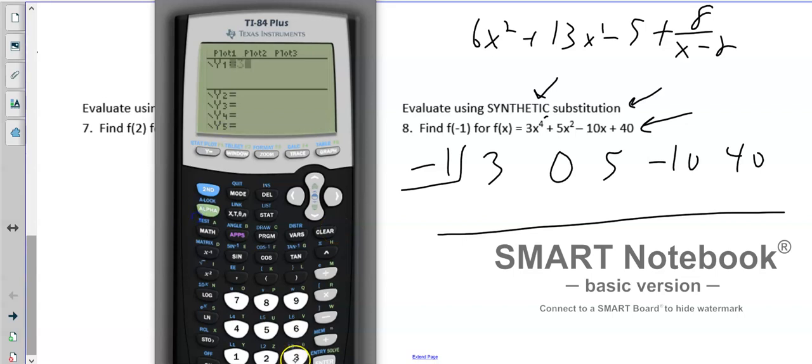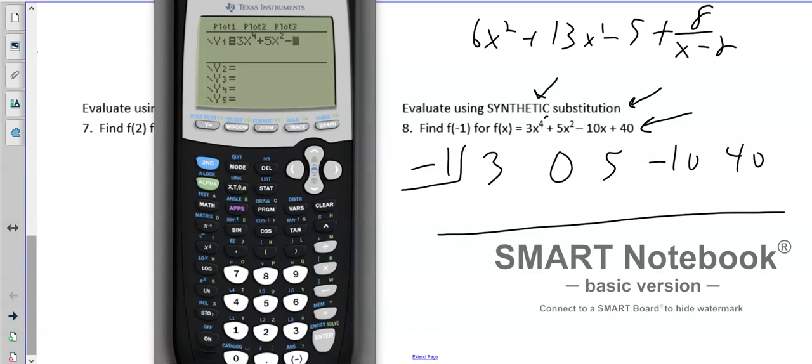3x to the 4th. Come down. Plus 5x squared. Minus 10x. Plus 40. And go to -1. And find out that my answer should be 58.